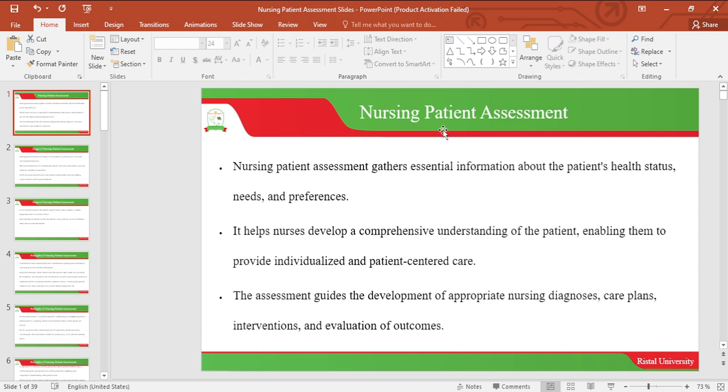Without nursing patient assessment, or without assessing the patient, it is difficult for the nurse to make a diagnosis for the patient, and also to develop care plans, interventions, and evaluations. It becomes quite difficult. So it is important that the nurse knows how to conduct patient assessment.